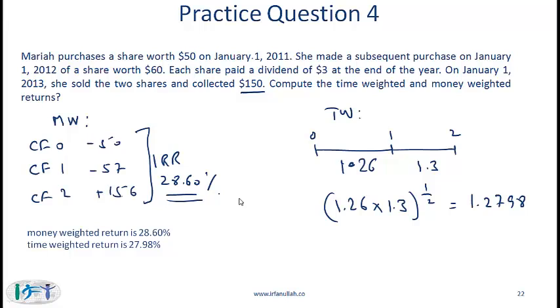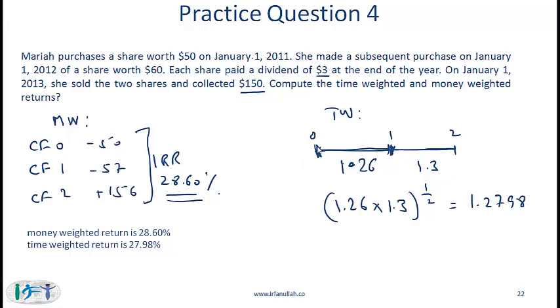percent. For time weighted return, you calculate the return for each period. At the beginning of the period, you invested $50 and that particular share was worth 60, plus there was a dividend of 3. That means you had a return of 26%, or your $1 here at time 0 became 1.26 at the end of the period. For the second period, the return was 30%. So the dollar here became 1.3 at the end.